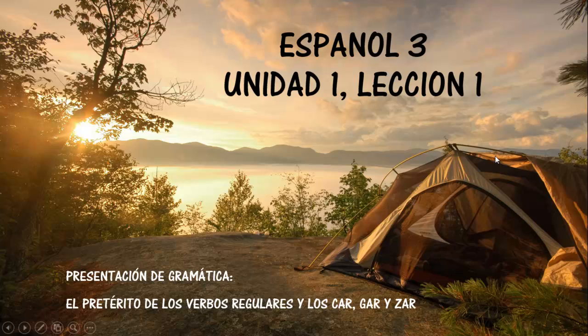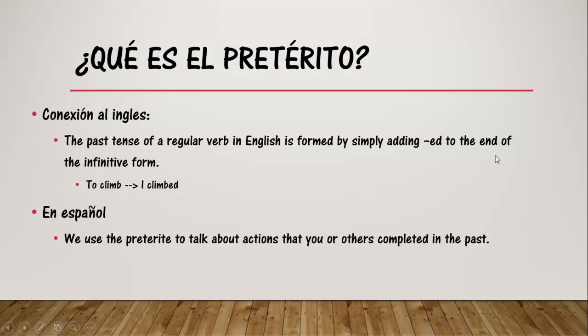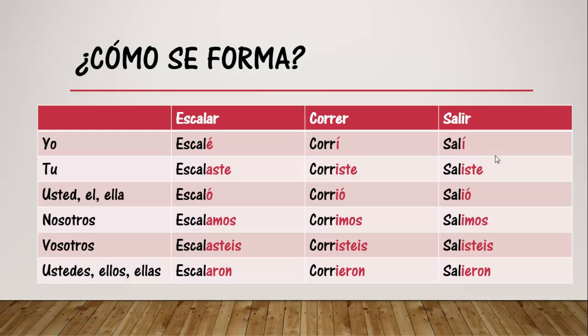So let's get started. So first of all, what is the preterite? The past tense of a regular verb in English is formed simply by adding ed to the end of the infinitive form. So in Spanish, it's the same thing. The preterite tense is the past tense, and we use this to talk about actions that you or others have completed in the past. So how do we form the preterite tense?